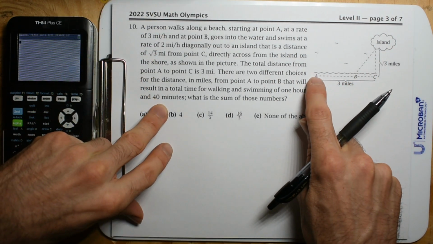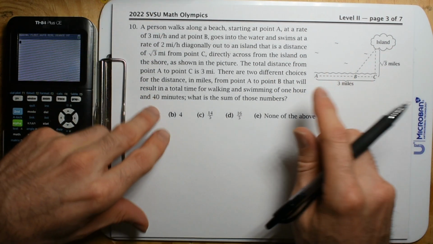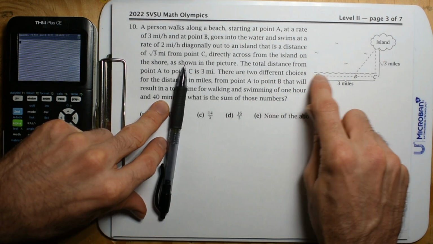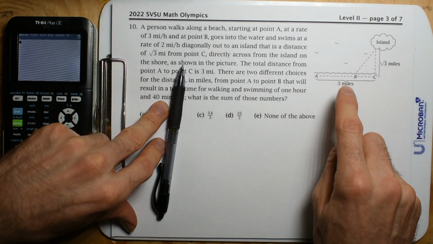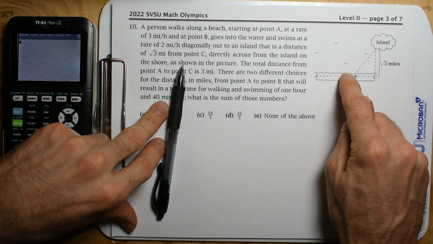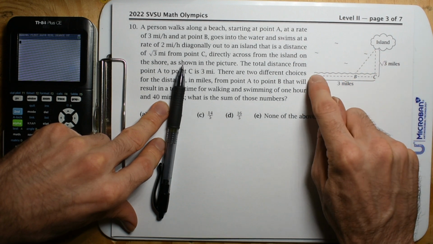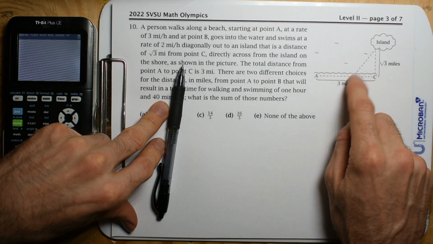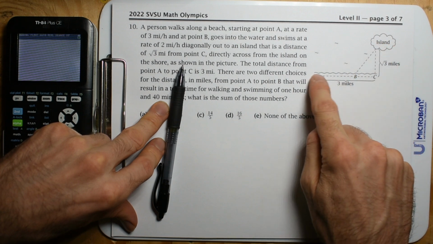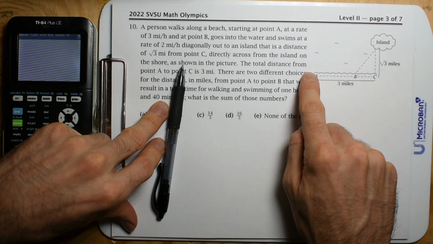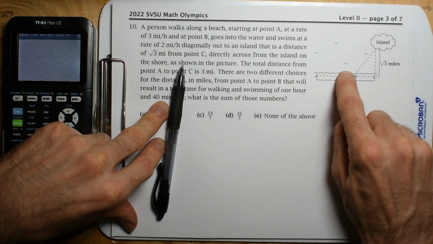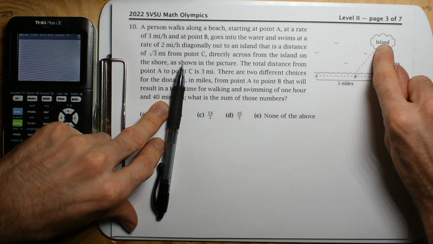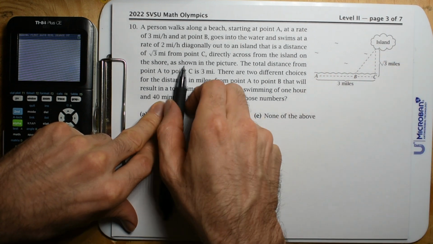And so what they're saying is if we do a certain combo, we can do this in an hour and 40 minutes. But they also say there are 2 different choices to do that. We know from these problems there's always an ideal choice. And if there's an ideal choice, there's not 2 ideal choices that are the fastest. There's only 1. So we're taking a non-ideal choice this way. We're walking, but then we're swimming too much. Or we're walking too much and we're swimming too little. And so those are the 2 cases.